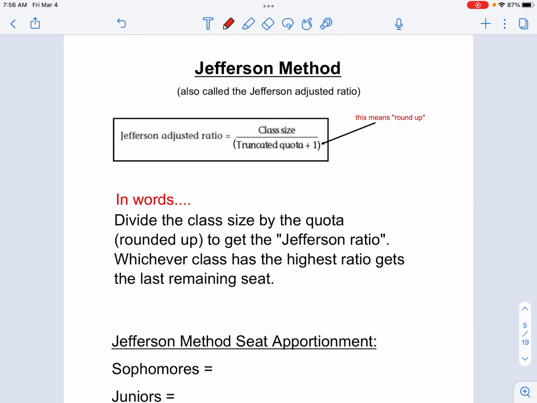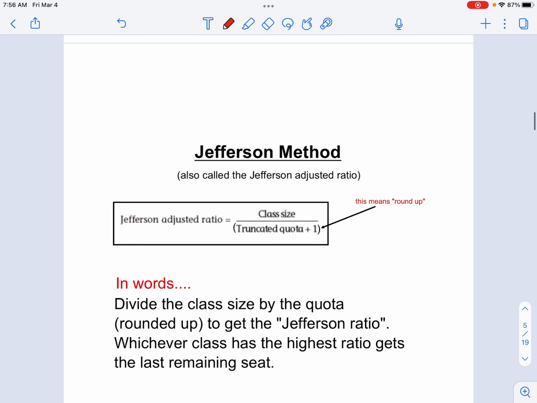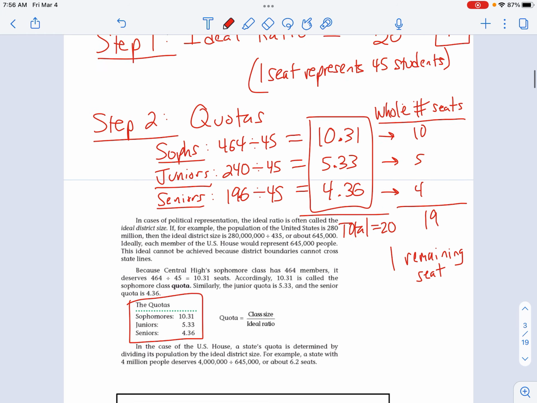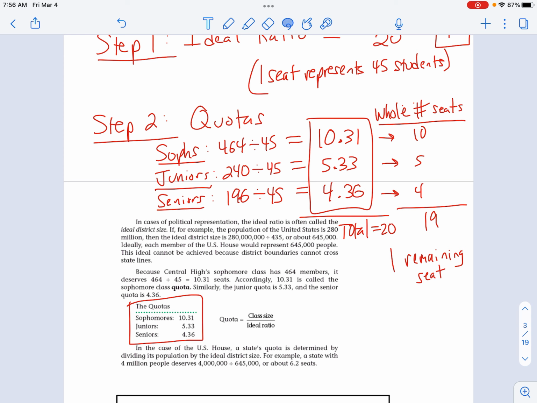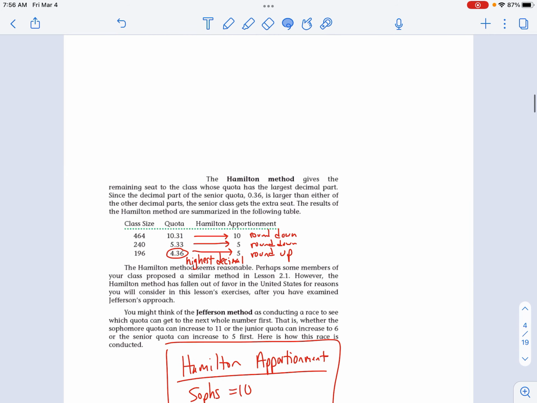Okay, the Jefferson method requires an extra step, but the process is very similar. So our quotas, let's just go back and get our quotas right here. Let's just copy this, paste it down here.